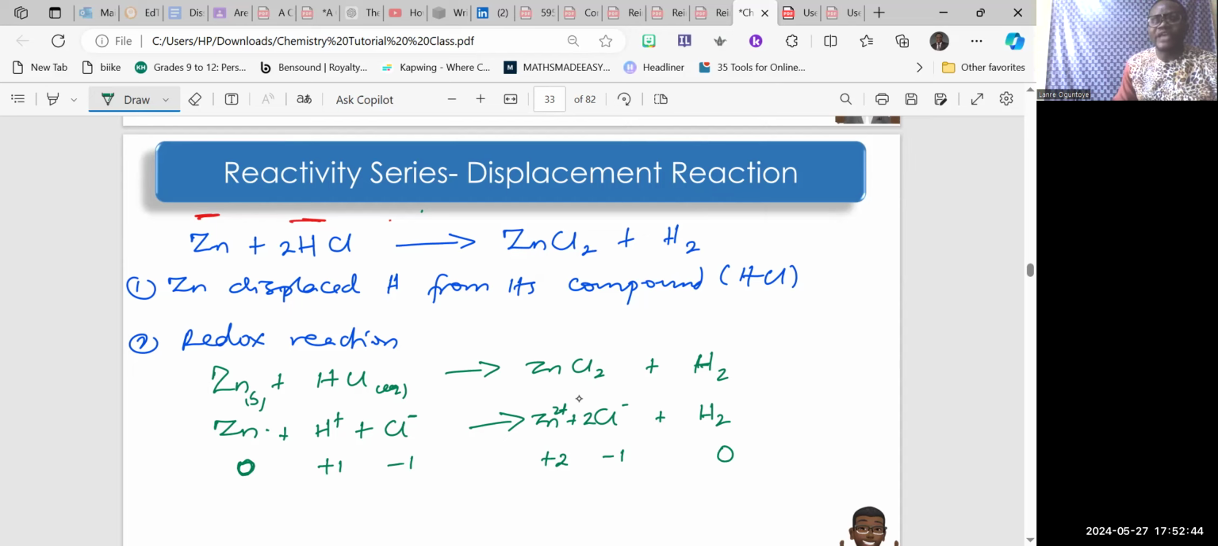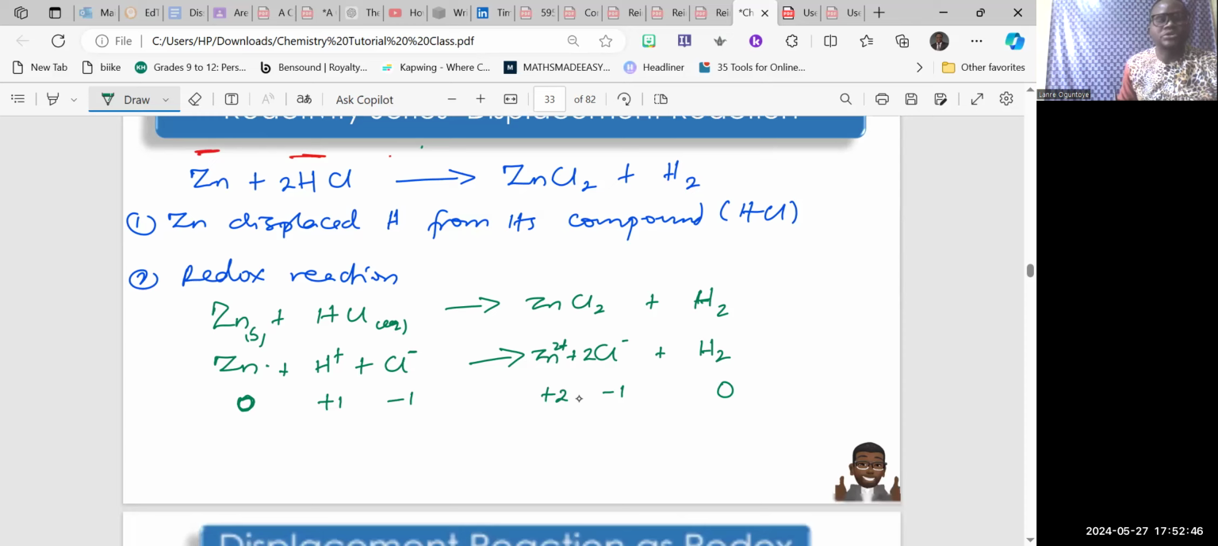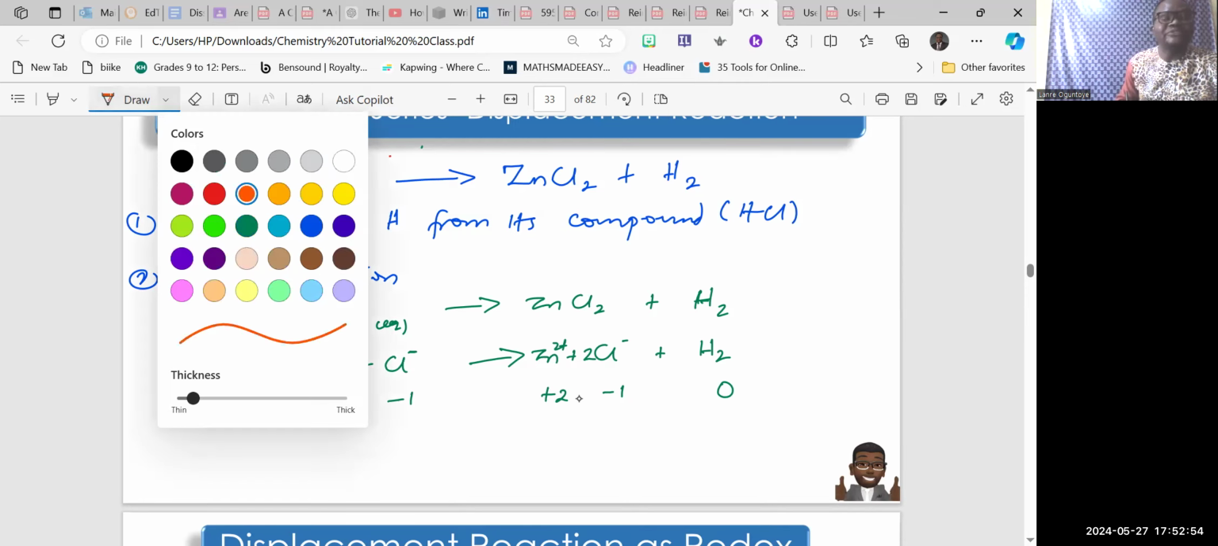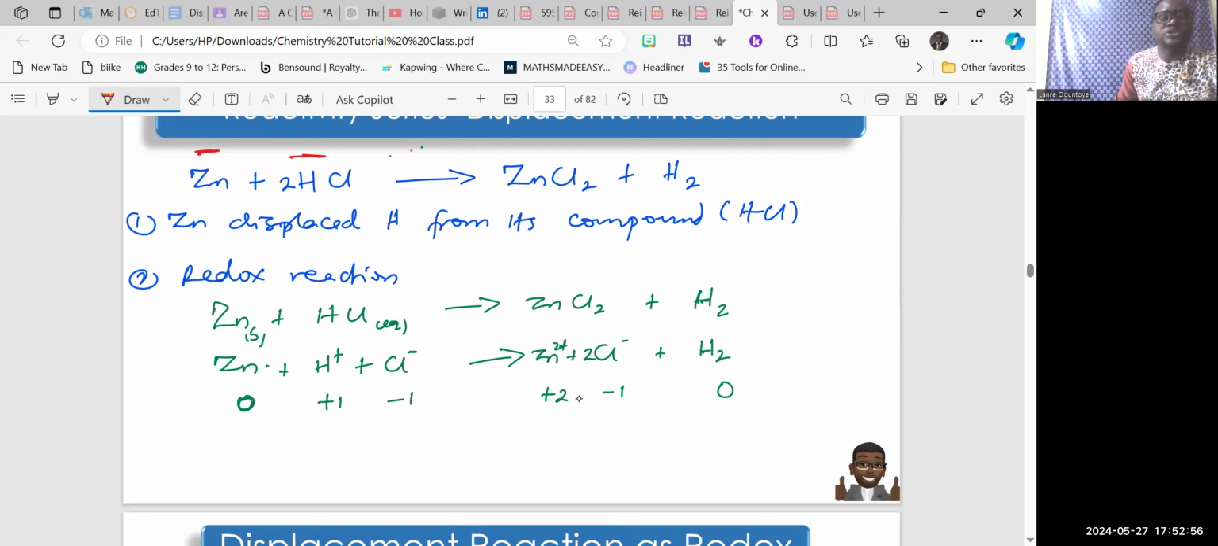Now, if they ask you to write the ionic equation, let me quickly do it here, then I may erase it. Ionic equation means that you write everything the way they are, but you remove the spectator ions. What are spectator ions? Ions that remain unchanged, -1, -1. Can you see? So I'm canceling them.